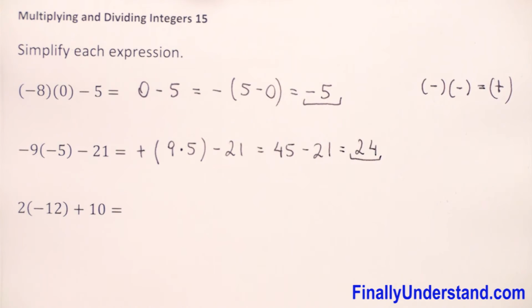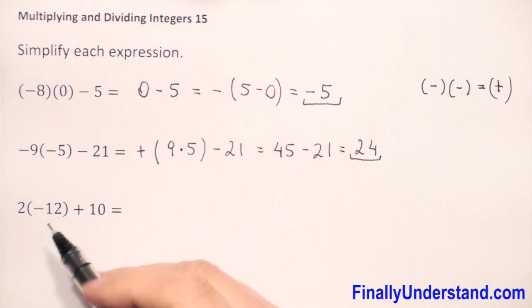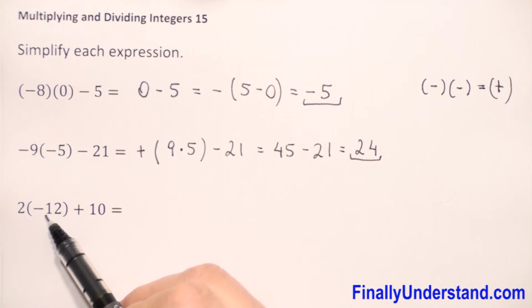Next example. We have 2 times negative 12 plus 10. Multiplication and addition. Again, we have to use the order of operations. First, we have to do multiplication, next addition. We multiply a positive number times a negative.